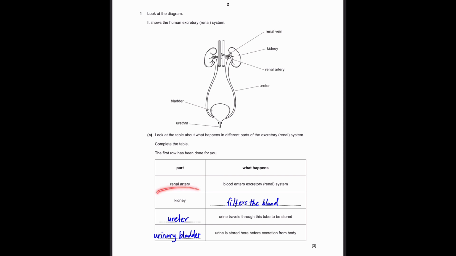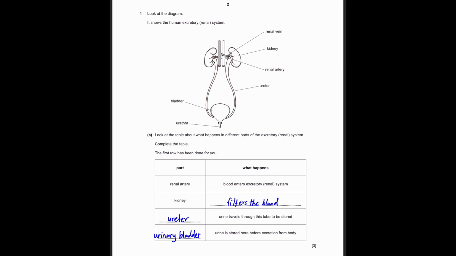The renal artery, what happens is the blood enters the excretory system through this renal artery over here, white color artery. Now the kidney filters the blood because it filters the urea out of the blood so that it can purify the blood. And then urine travels through this tube to be stored. It's through this tube over here, and these tubes are called ureters.